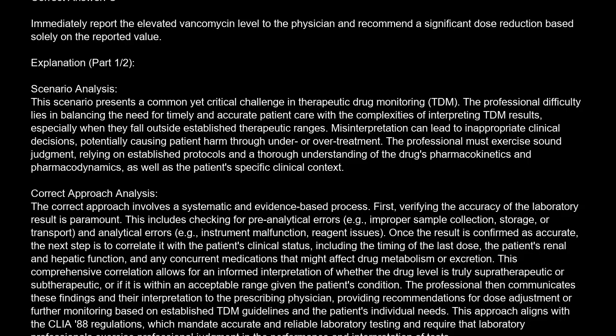This includes checking for pre-analytical errors, e.g., improper sample collection, storage, or transport, and analytical errors, e.g., instrument malfunction, reagent issues. Once the result is confirmed as accurate, the next step is to correlate it with the patient's clinical status, including the timing of the last dose, the patient's renal and hepatic function, and any concurrent medications that might affect drug metabolism or excretion. This comprehensive correlation allows for an informed interpretation of whether the drug level is truly supertherapeutic or subtherapeutic, or if it is within an acceptable range given the patient's condition.